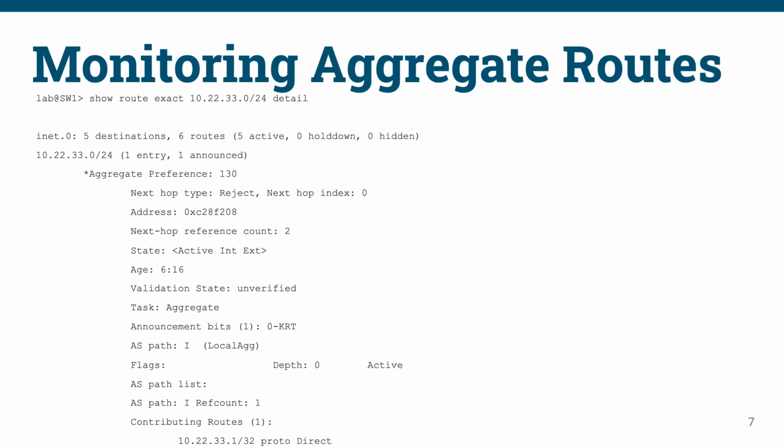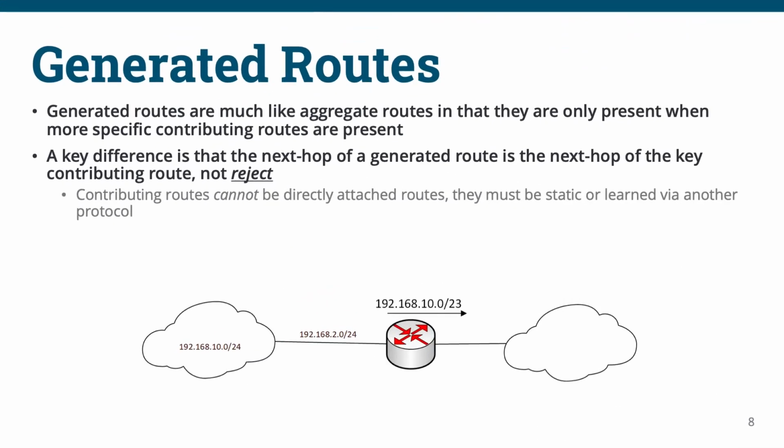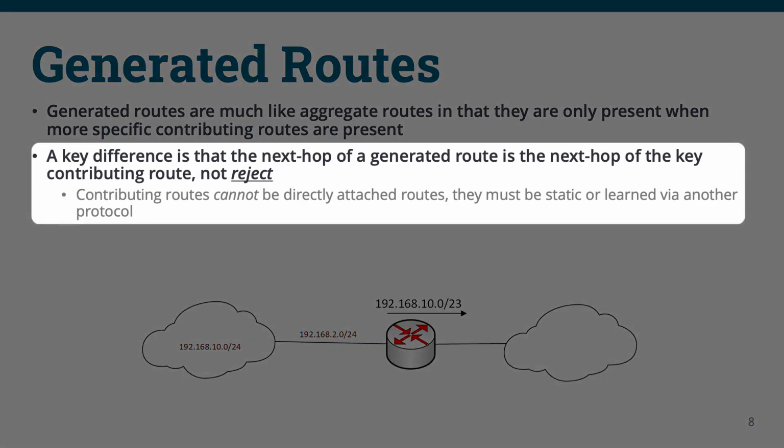Now that we know how to configure and monitor static and aggregate routes, let's review the last type of route in this lesson, generated routes. Generated routes and aggregate routes are often confused because they behave in very similar ways. They are both administratively configured and will both only be present in the routing table when more specific contributing routes are also present.